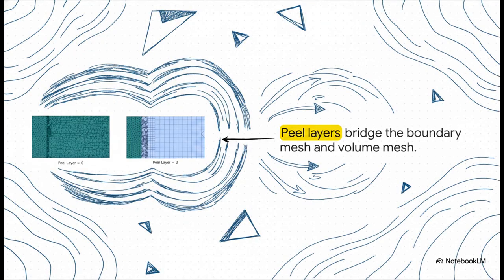Now, notice how peel layers act as a smooth buffer zone here. They bridge that highly detailed boundary mesh to the larger core volume mesh, which ensures mathematical stability. Why is this so crucial? Well, for blunt bodies like our golf ball, pressure drag or form drag is the dominant force. On a cylinder, for example, it accounts for like 97% of the total drag. It's caused by the difference between high pressure at the front and the low pressure wake at the rear.